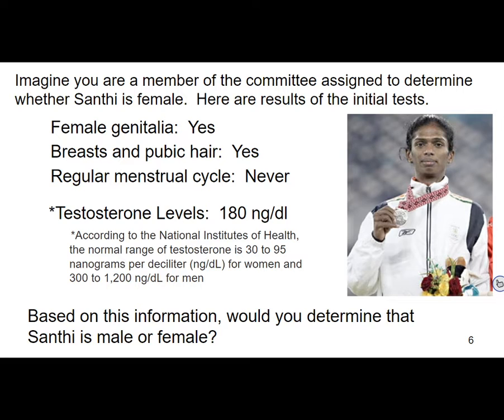When they're looking at this for the Olympics, we see a lot of runners that don't have regular menstruation because of how much they run. Testosterone levels are 180 nanograms per deciliter according to the National Institute of Health. The normal range of testosterone is 30 to 95 for women, and for men it's 300 to 1200. So it is higher, double the amount for women, but she's also not at a male level either.